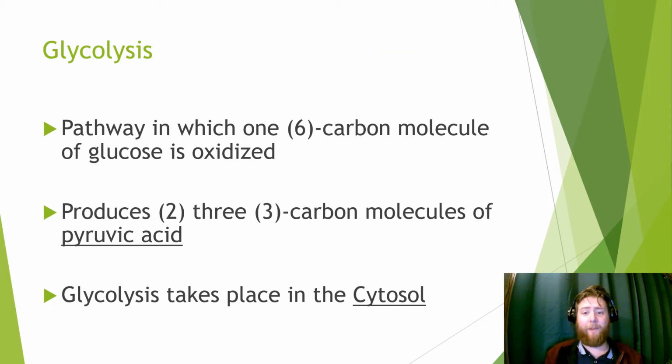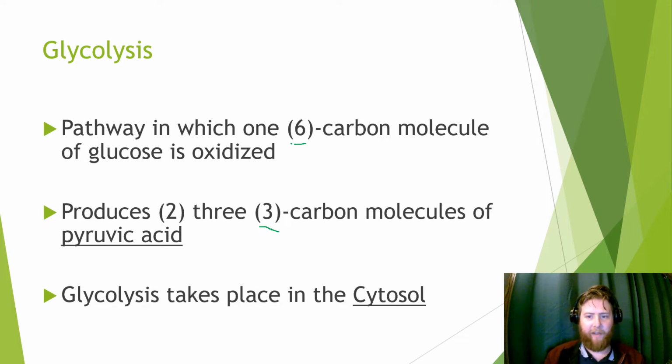All right, so let's jump into glycolysis, this first part of cellular respiration. This is a pathway in which we're going to take one 6-carbon molecule of glucose and we're going to oxidize it down into 2 3-carbon molecules of pyruvic acid. Now, this is important. We're not losing any carbon molecules. We're just making 2 3-carbon molecules. Add those together and you still have glucose.